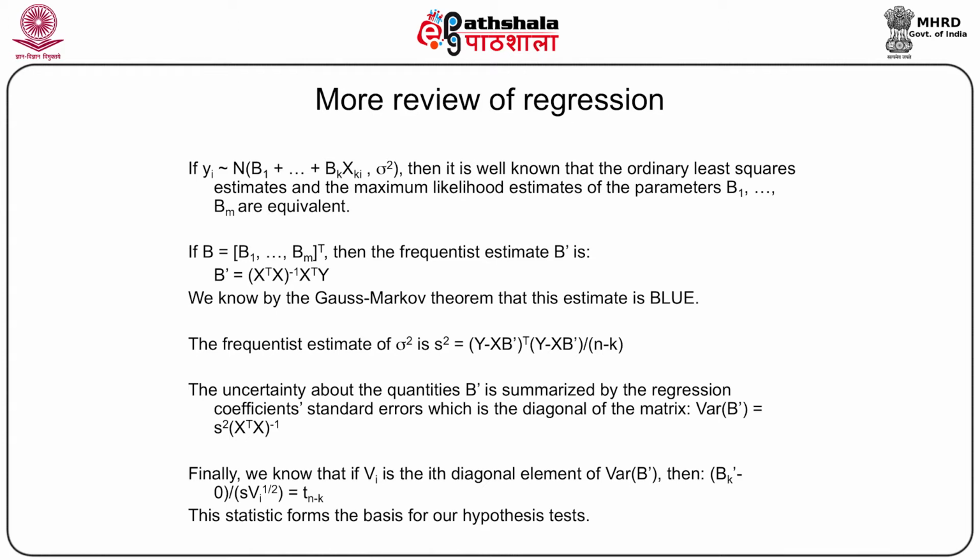Finally, we know that if vi is the ith diagonal element of the variance of b hat, then (bk minus 0) divided by s vi to the power half has a t distribution, the Student's t with n minus k degrees of freedom. This statistic forms the basis of our hypothesis testing problem.